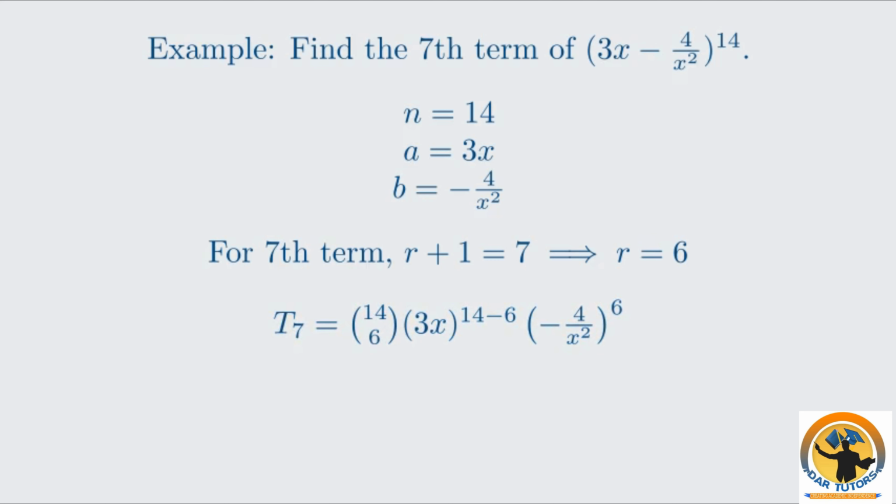Let's simplify the powers. 14 minus 6 is 8. This becomes 14 choose 6 times (3x)^8 times (−4/x²)^6. The question asks us not to simplify the answer, so we can leave it in this form. This is the seventh term of the expansion.